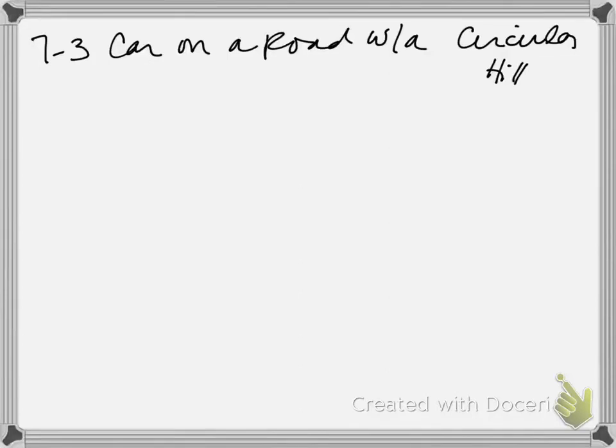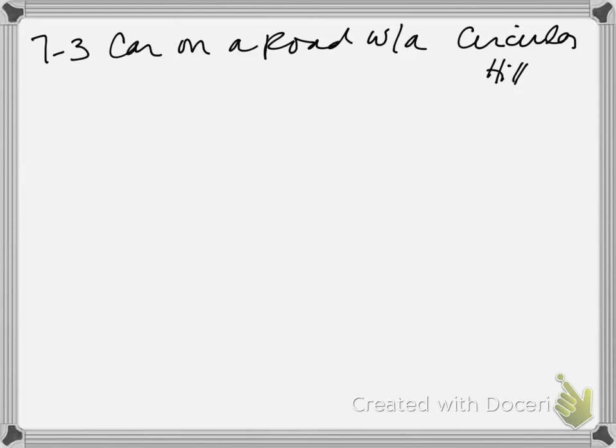Here's our third short answer paragraph from Unit 3. Car on a road with a circular hill. So you can look at the picture. You're assigned to do some calculations for a movie stunt that involves a car on a straight road. The road has a hill that rises 8 meters above the flat region. The top of the hill is a circular arc of radius 20 meters.